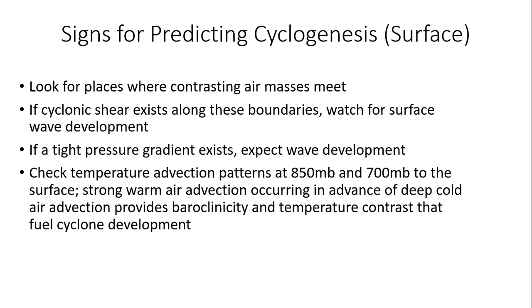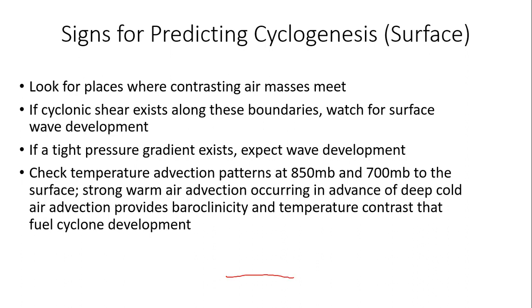We have a lot of potential energy in this case. Check the temperature advection patterns at both 850 millibars, that's 5,000 feet above the ground, and the 700 millibar chart at 10,000 feet above the ground. Check the temperature advection patterns between the surface, 850, and 700 millibars. One thing I wanted to tell you is how the winds change with height matters.